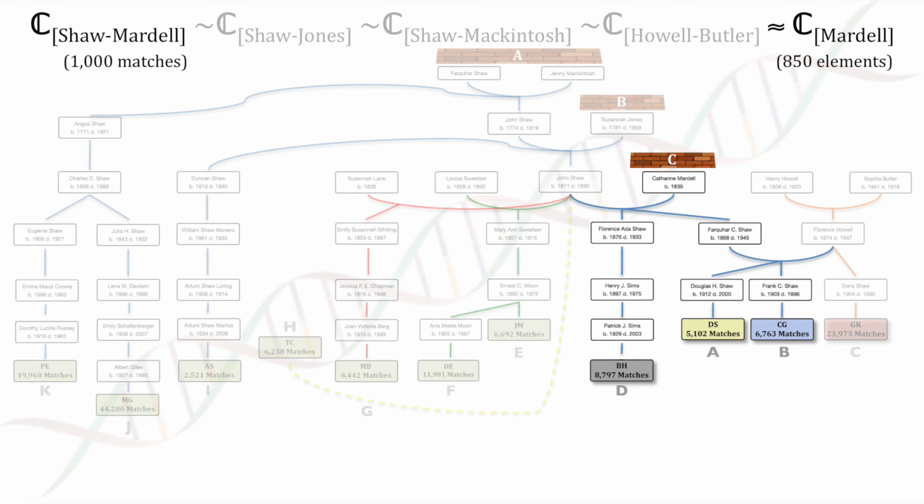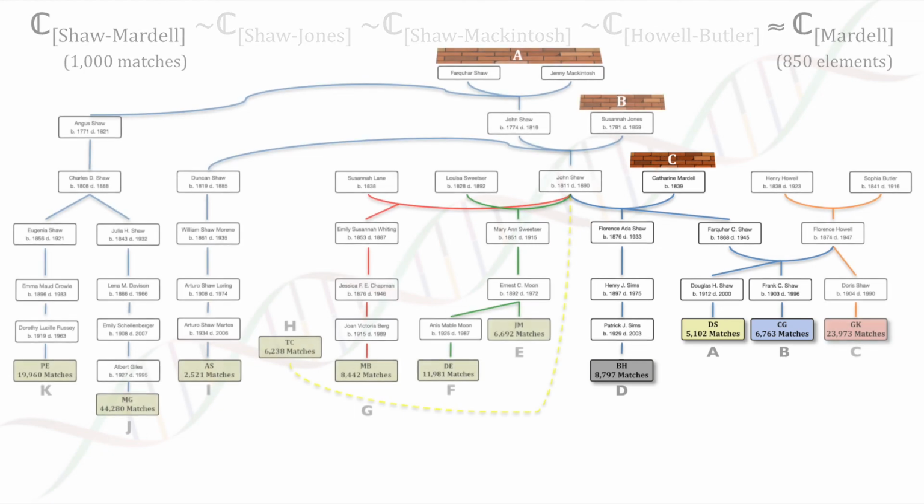The diminution of complex Shaw-Mardell downwards to 850 matches implicitly brings us closer to a complex Mardell solution set because the cumulative effect of the thousands of matches from Shaw-related test subjects E through K is to pull Shaw matches out of complex Shaw-Mardell and into complex Shaw-Jones and complex Shaw-Mackintosh.